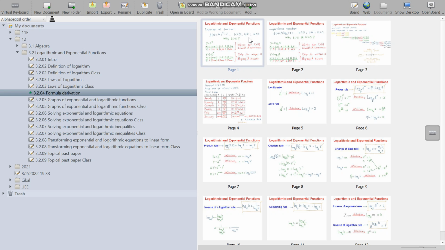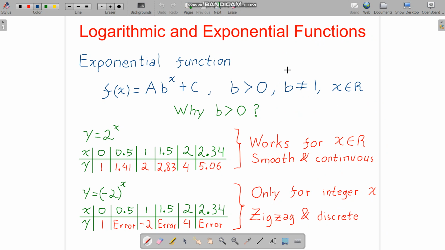Hello everyone, this video is about logarithm formula derivation. The exponential function is in this form: a times b to the power of x plus c, so we have b to the power of x. The b must be positive and it cannot be 1, and the x can be anything.